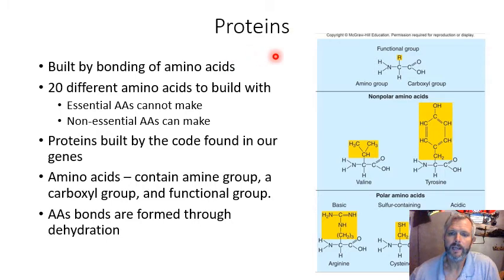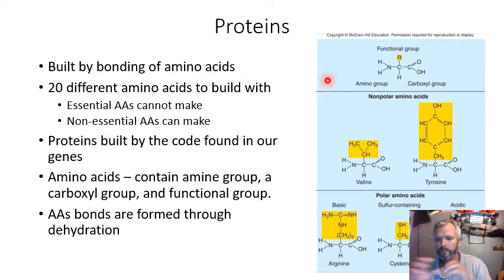All right, one of the major players in biology are our proteins. Our proteins basically are built by those amino acids. We already saw the functional group for amino acids. What we see for all amino acids is they all have a similar backbone. They've got the amino group, carbon, and then a carboxyl group on the other end. What makes each amino acid different is the functional group that's bound here.